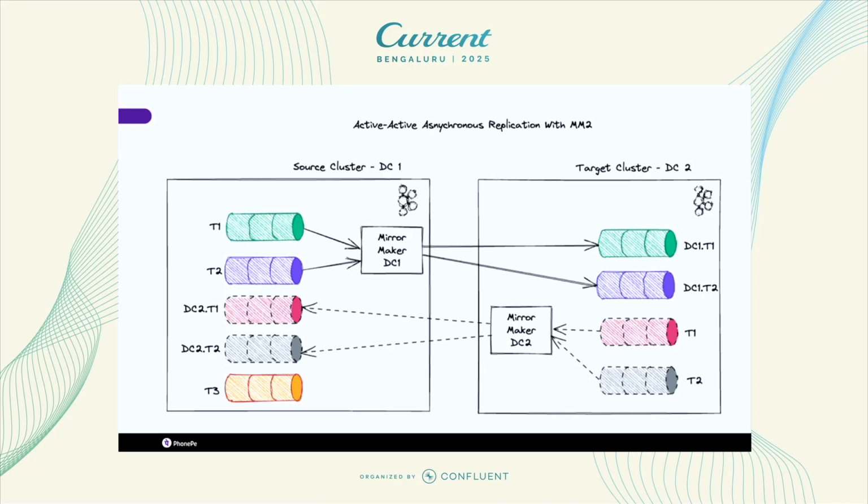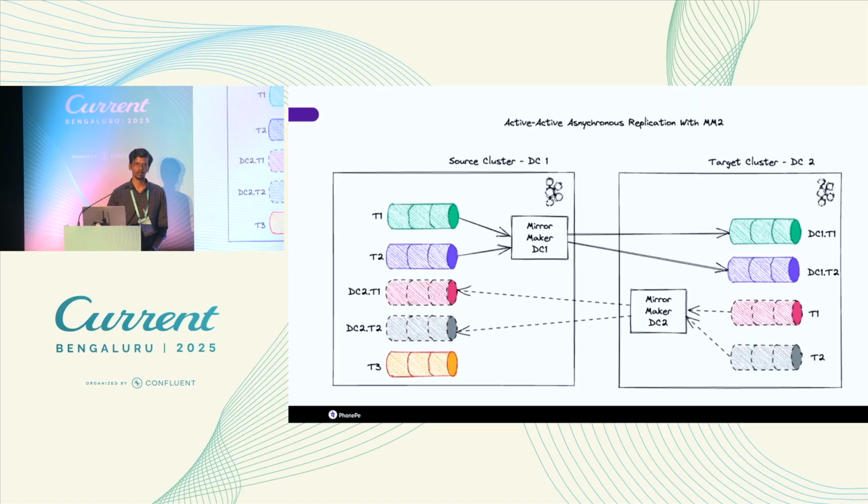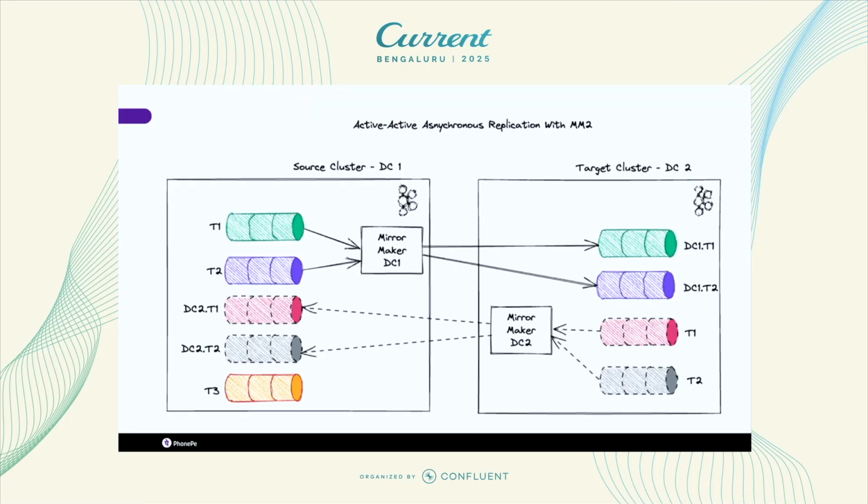To achieve active-active asynchronous replication, you could deploy MirrorMaker in both the DCs, the source cluster and the target cluster, DC1 and DC2 respectively. So there are 2 topics, T1 and T2, and MirrorMaker running in DC1 replicates the same topics, but when it goes to the target cluster, it is prefixed with the DC ID. This is to achieve namespacing, because similarly named topics can be there in the other cluster.